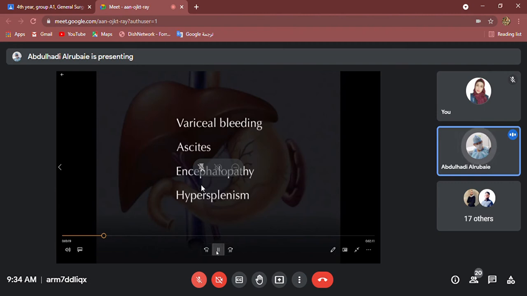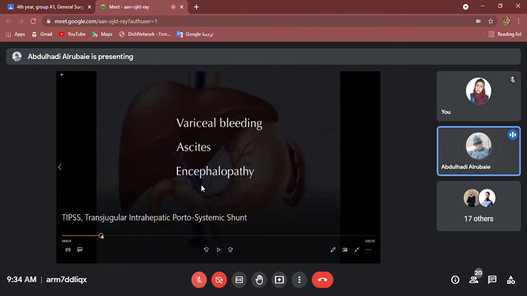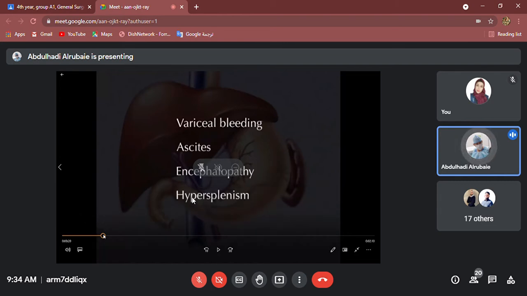These are symptoms of portal hypertension, which are variceal bleeding, ascites, which inshallah today we will take in the lecture and how to treat ascites, encephalopathy and hypersplenism. Okay, what we said is anemia, leukopenia, and thrombocytopenia.